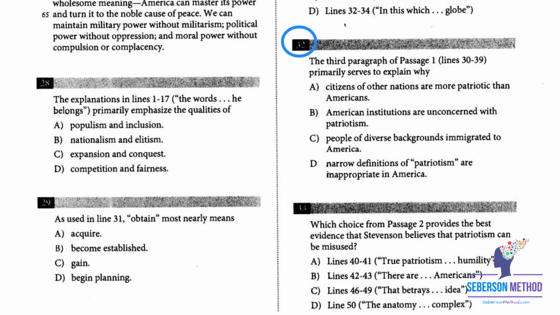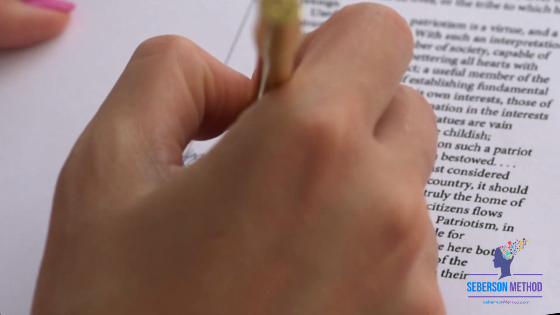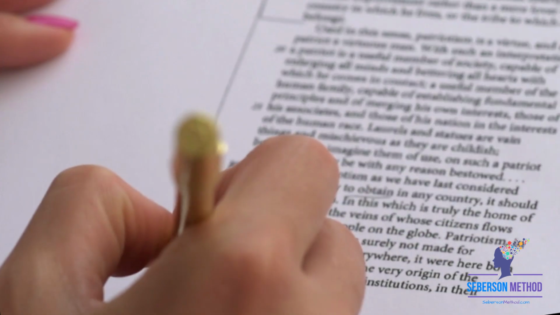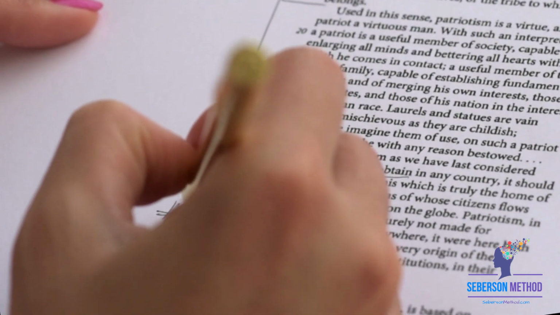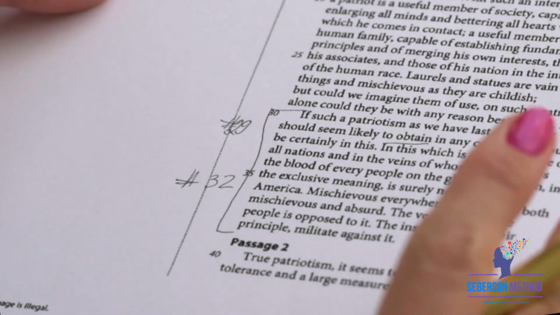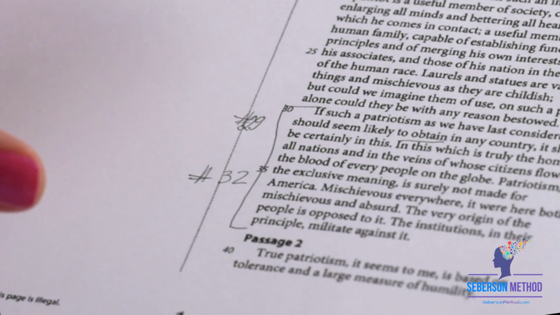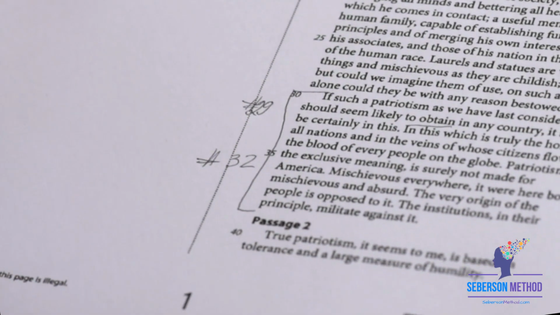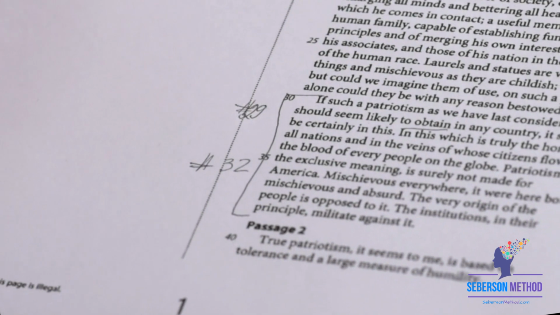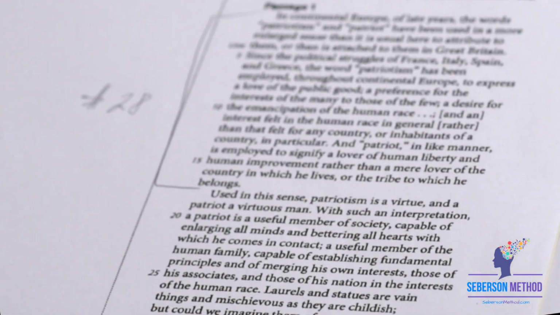Third paragraph of passage 1 primarily serves to explain what. So this is going to be a function question, something that I want to pay attention to. So from 30 to 39, this last paragraph, and we have a function question for question 32. Now, we've mapped out what we're asked. Now we have ideas where to focus, where to speed up. Now, let's read.